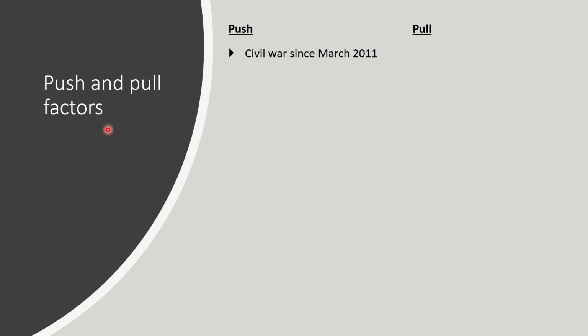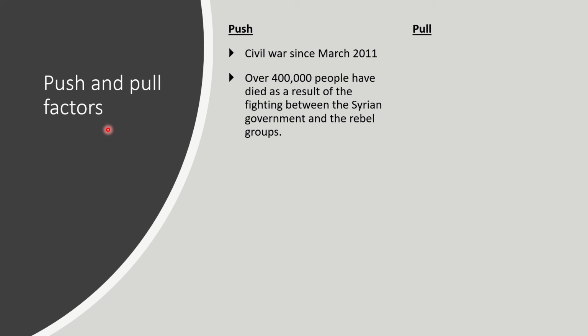The first push factor is that since March 2011, there's been civil war in the country and that it is, of course, a dangerous place to live. And that pushes you to leave your home. Near 500,000 deaths have been recorded, and that, therefore, of course, is probably a conservative estimate. And that is a thing that will drive you to flee your home. You're worried for your family, you're worried for your children.